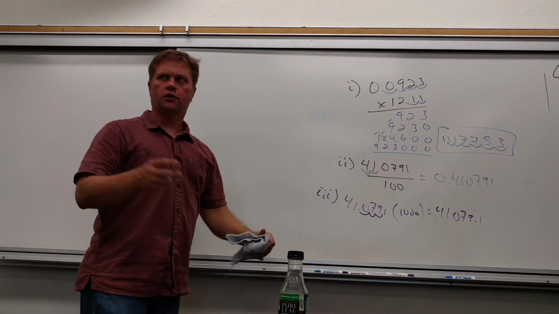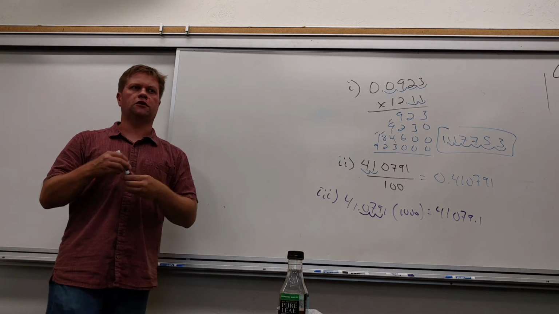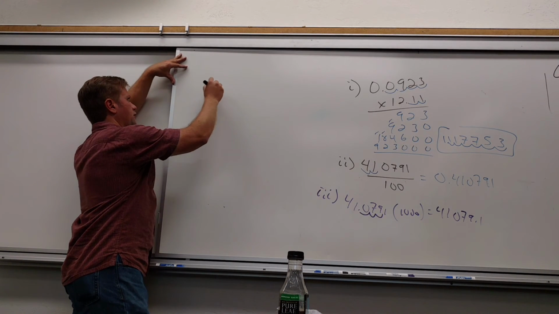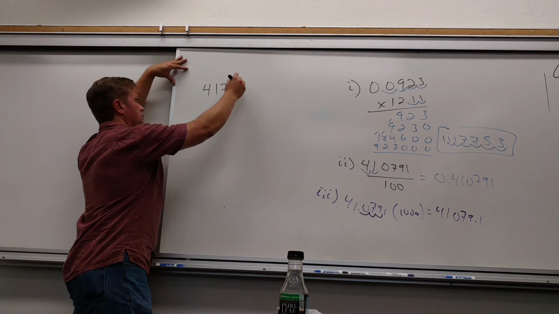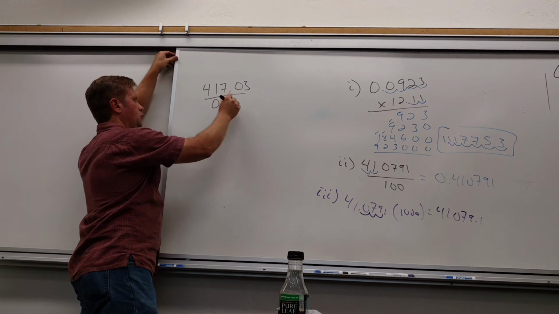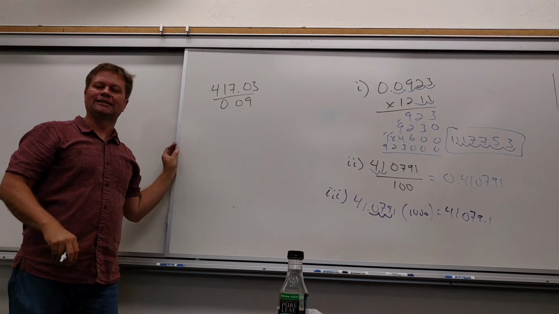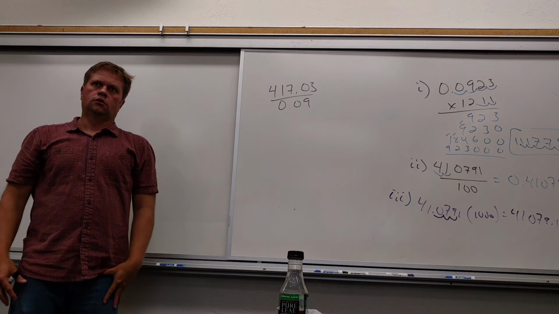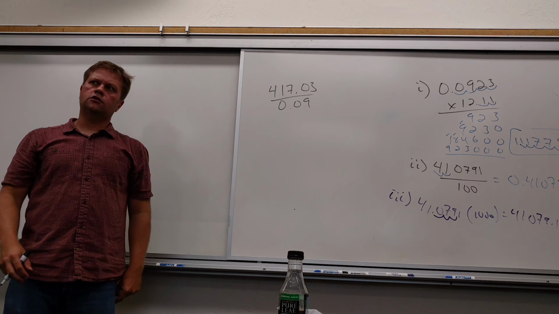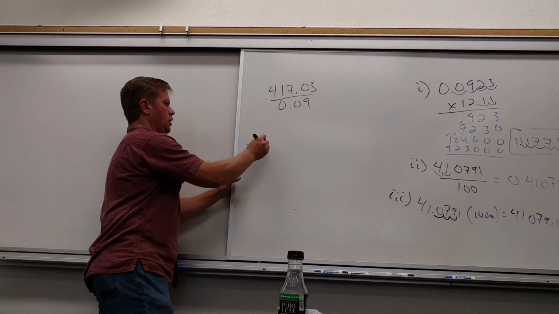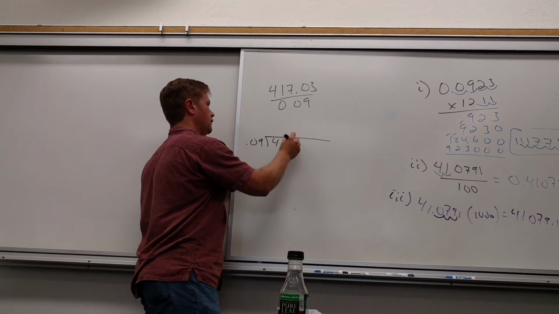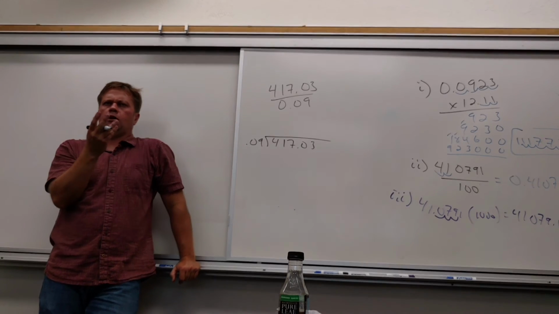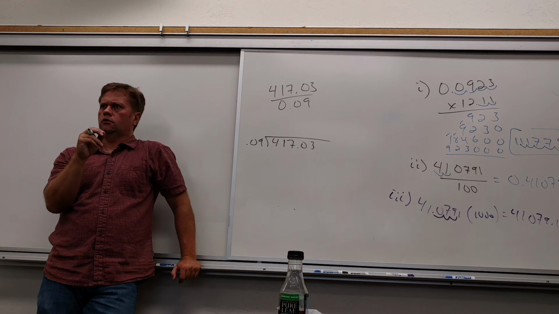So some of you guys should know this already, but I'm curious if you know why you do this. So if I said divide 417.03 by 0.09 by hand. Do you guys know how that works? So if I say 0.09 into 417.03, who knows what it is you do there? Because I can't work with 0.09 very well.